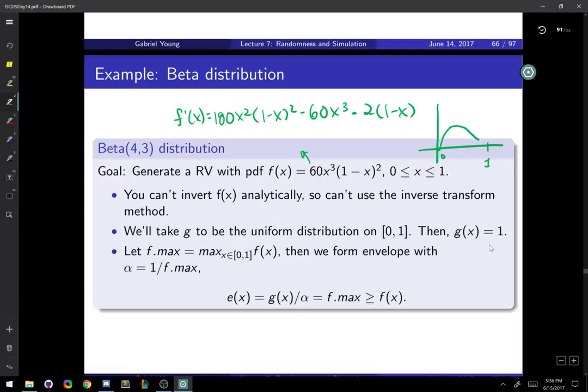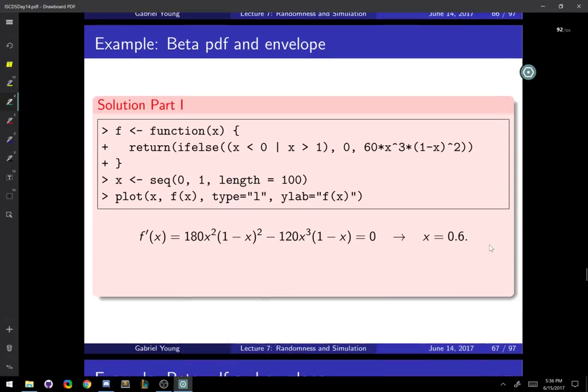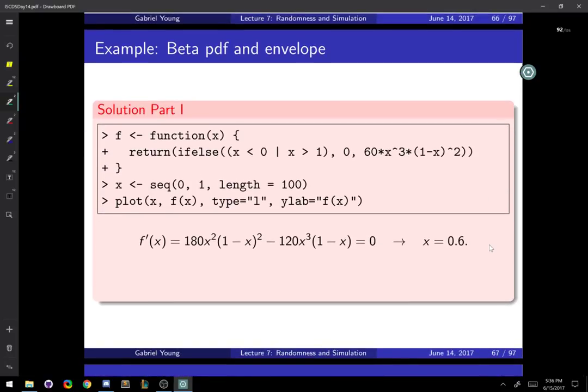So we can't use the inverse transform method. We'll take g to be the uniform distribution over 0, 1. That's the same regarding the question earlier. Notice, what's the support of a beta? It's 0 to 1. So your g is going to have the same support. So that's misleading, okay? So maybe write a note down.